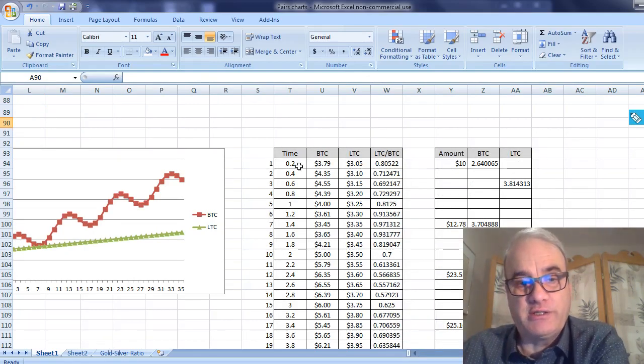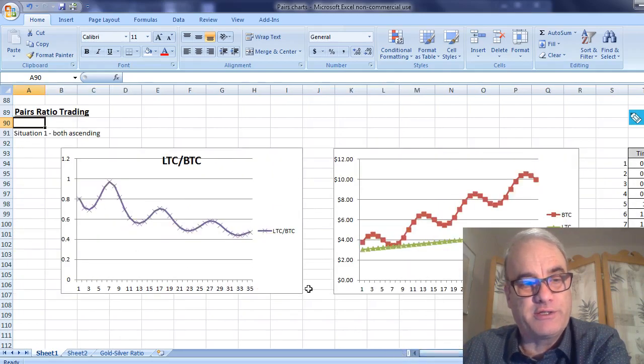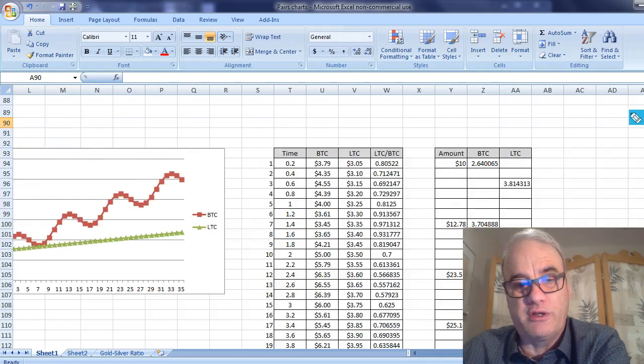Here's a chart. Here's the time. Here's the price as it changes over time of Bitcoin and Litecoin. When you divide the two, you get the ratio. And that's what's being plotted on this chart over here, the ratio only. We don't know what the underlying prices are unless we look it up on the chart here or on the graphs. Okay, start with $10.